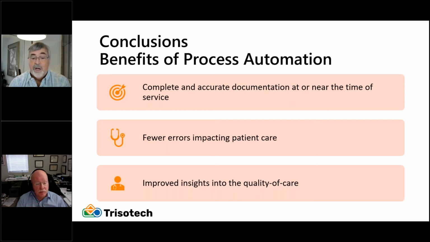There's also the improved insight into the quality of care. By tying the quality of care right into the automation, it allows us to get the data right as things are happening, rather than being data that is historical in some shape or form.